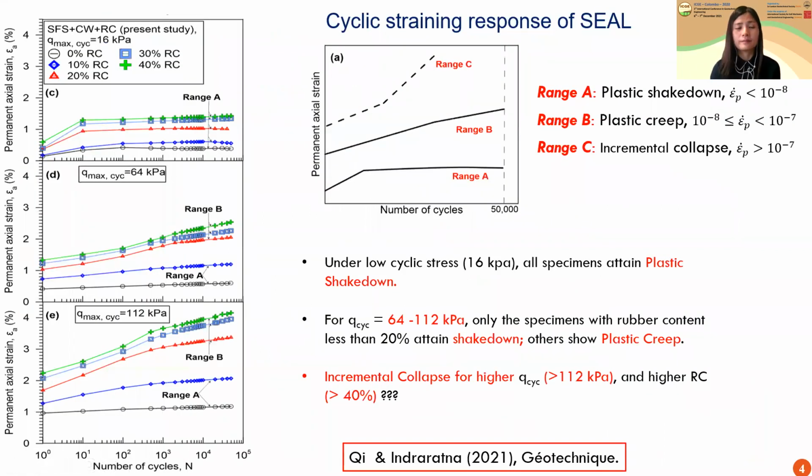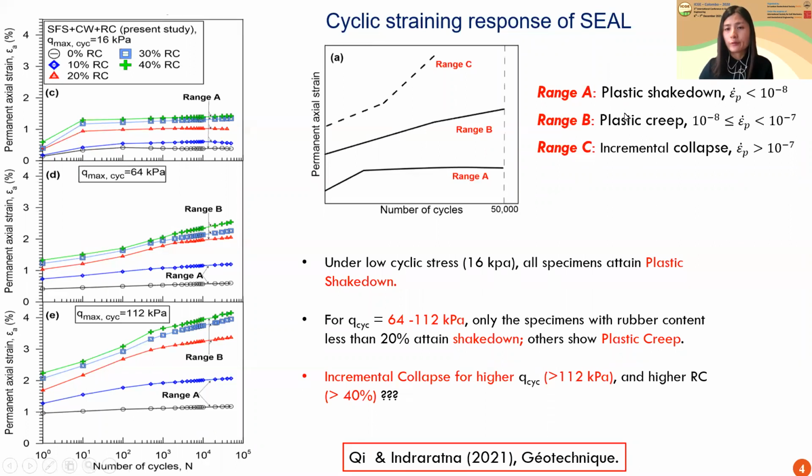To better understand the dynamic loading behavior of the mixtures, I did a small-scale cyclic triaxial test. Generally, for granular materials under cyclic loading, their permanent axial strain can be classified into three categories. The first one is plastic shakedown, range A. As you can see, the axial strain of the material stabilizes at a certain cycle. A good indicator is that the axial strain rate is less than 10 to the power minus 8 by the end of the test, which is 50,000 cycles.